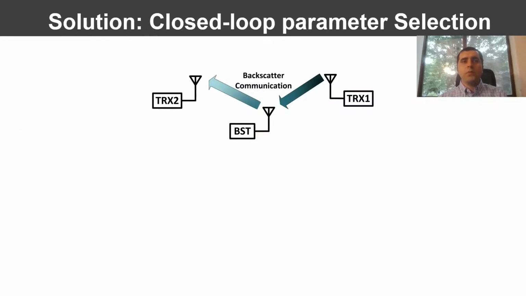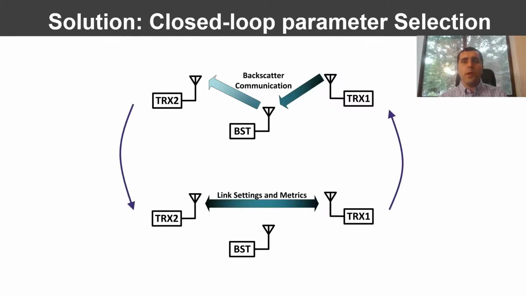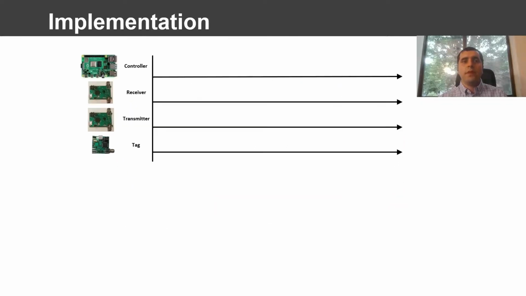To this end, we must move from an open-loop system where transceivers follow predefined patterns to a closed-loop one. The closed-loop system filters high-loss channels and focuses on the good channels. Now the question is, how should we implement this?